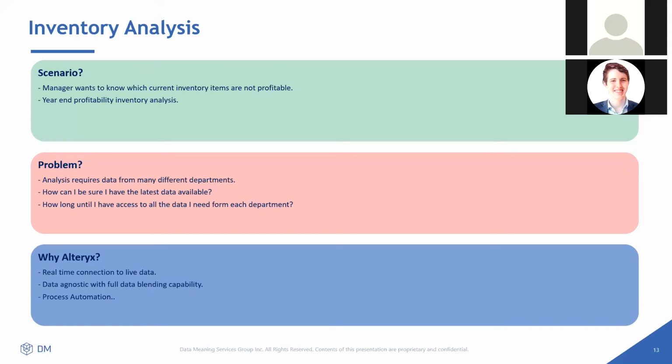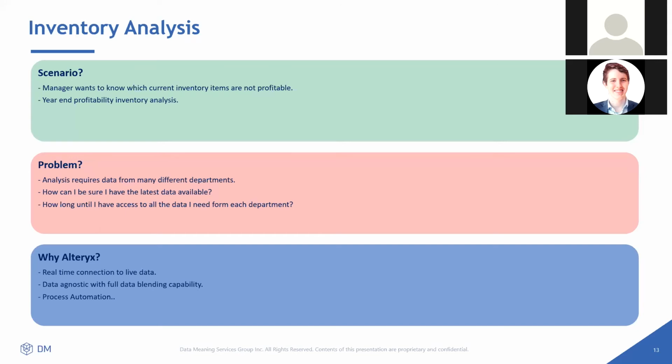But what is the issue? This type of analysis may require data from different departments. Maybe I'm not sure if the data that I received is the latest available data, because I'm talking to a lot of different departments. Is it something that happened a year ago, a month ago? I'm not sure. So is that the latest available data?